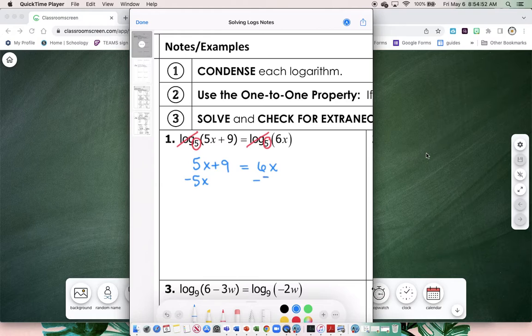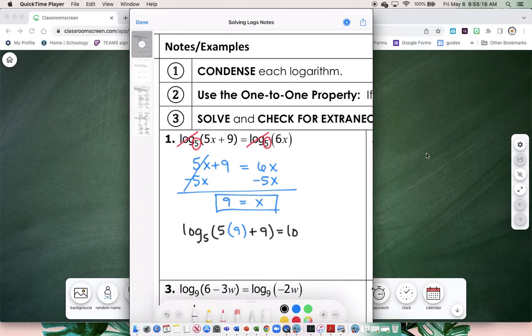So I would subtract 5x from both sides. On the left, I'm left with a 9. On the right, I'm left with 1x, or just x, right? And this could be a possible solution. I say possible because you have to check, don't forget. So plug the 9 that we got for x back into the original equation. Later on, when we simplify logs, then you can plug it into the simplified equation. But we did not simplify this log because this is a basic one, right?